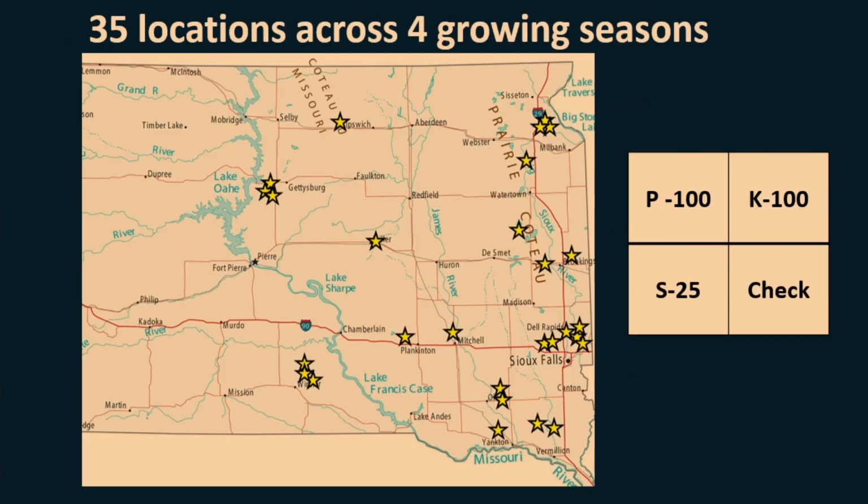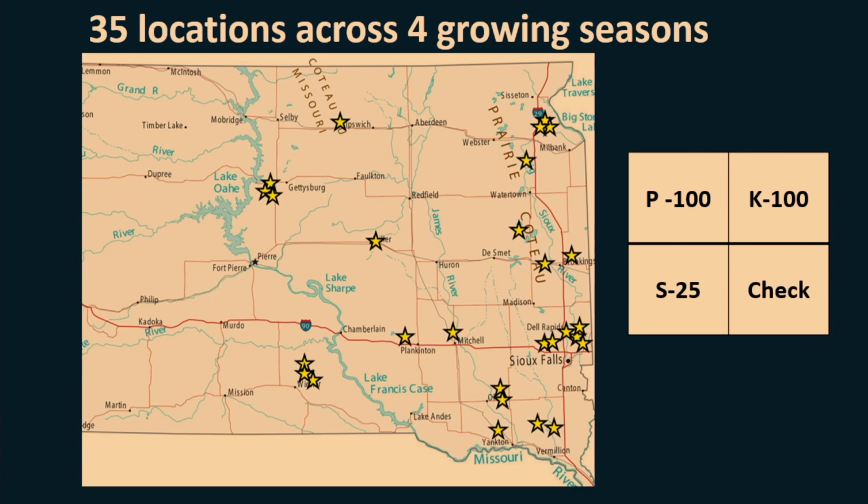So the first thing we're going to talk about is phosphorus. The first half of the presentation was phosphorus. He has been looking at 35 locations around South Dakota over the last 4 growing seasons. In fields where farmers would let him come, he put out what we call a stamp, and you can see it there on the right. It's just 4 plots: 100 pounds of P, 100 pounds of K, 25 pounds of sulfur, and a check plot. And he tried to do that at 3 or 4 locations in each field.